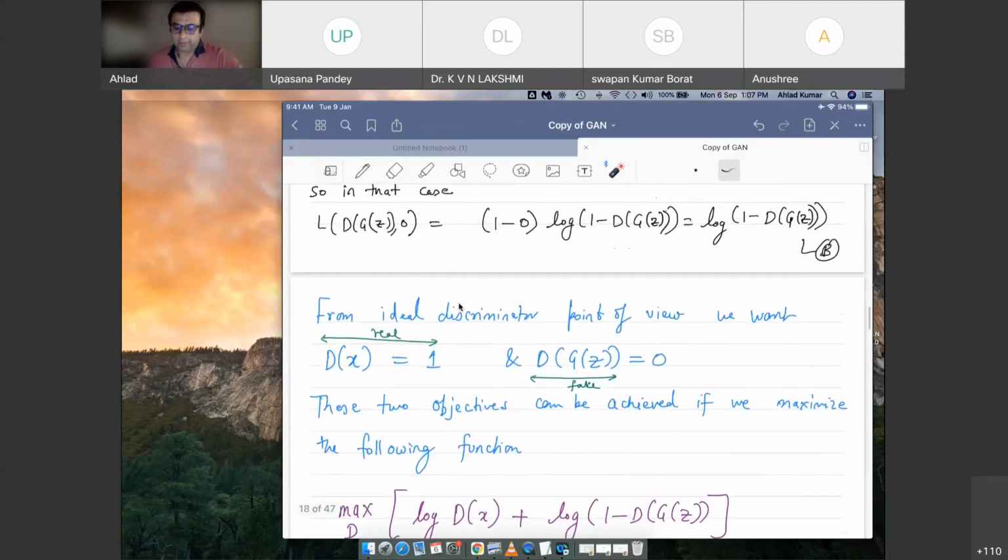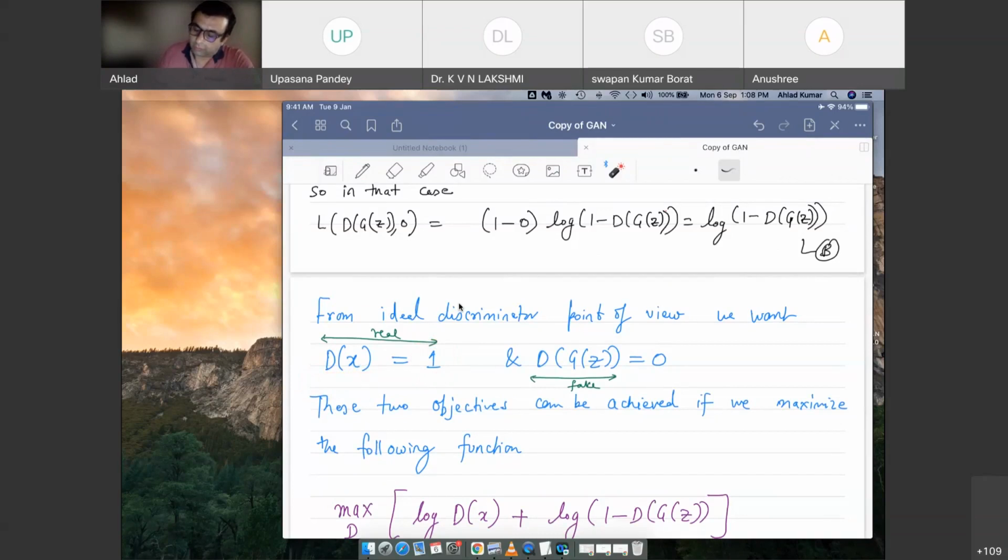Now the important thing that comes up is the ideal discriminator. If the discriminator is perfect, what is the objective? From the discriminator point of view, we want d of x to be equal to 1. Why do we want it as 1? Because the samples coming from the real data set are x. So if you operate the discriminator on that, it has to detect it as real. That is the main objective of the discriminator. So this value has to be 1.